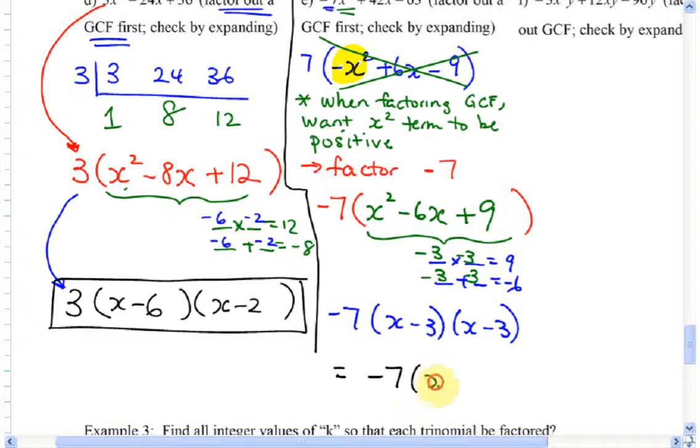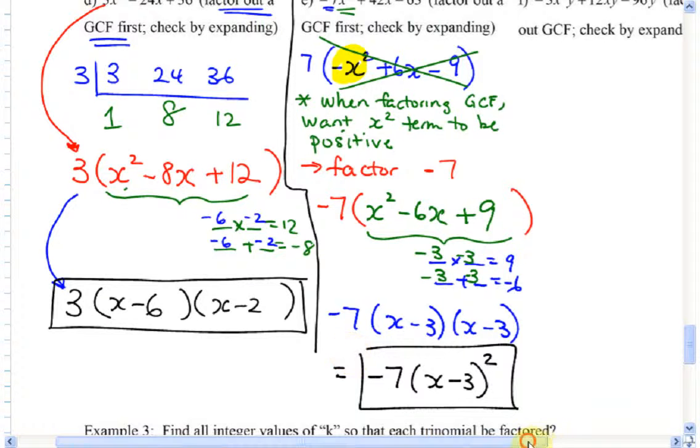-7, x minus 3 squared, right? When they're the same, you can write them as a square. Awesome. Okay? All right, part F, the most tricky of them all. Let's take a look at this.